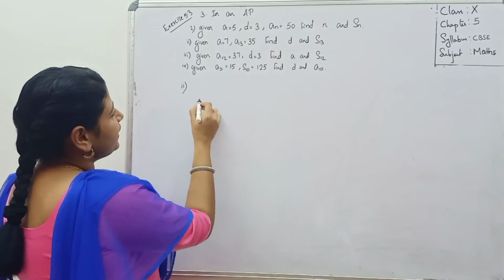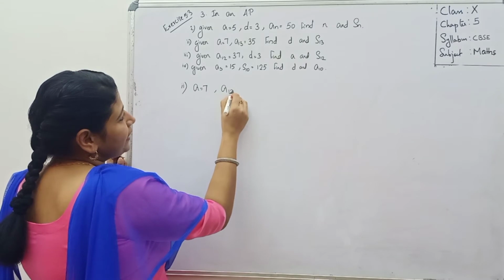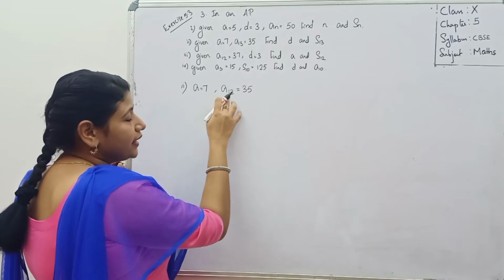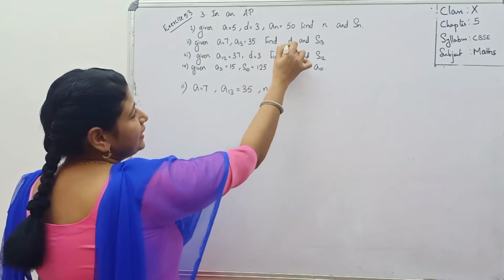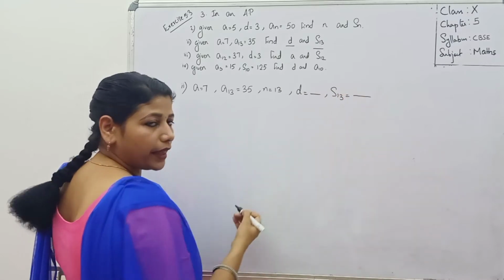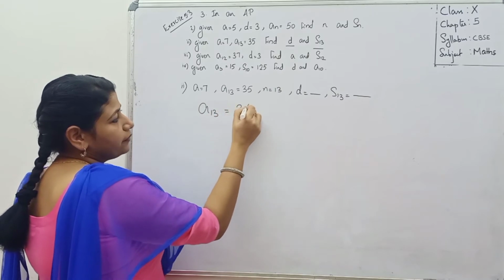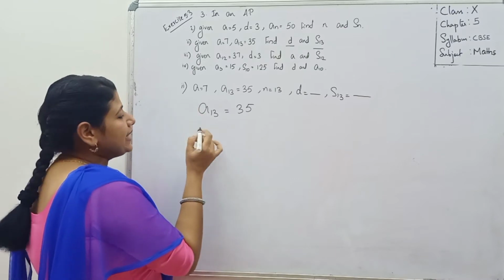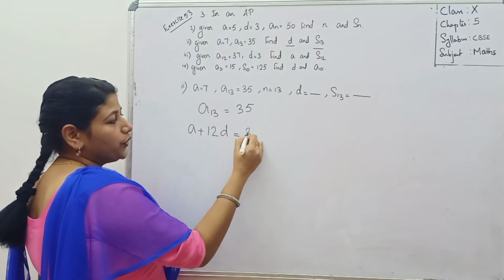Second question. In the second question it is given that a equal to 7. That means first term is 7 and a13 is 35, which means n is 13 and 13th term is 35. So we can write n as 13. Okay. Find d and S13. We have to find out the common difference and S13. It is given that a13 is 35. So we know that a13 is a plus 12d. That means a plus n minus 1 into d, which is equal to 35.